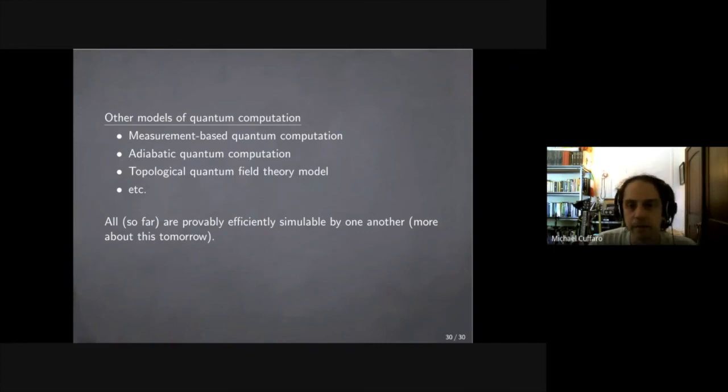Okay, and finally, we talked about the circuit model, but there are other models of quantum computation, just like there are many models of classical computers. We have a circuit model of classical computation, we have a Turing model, we have von Neumann architectures, and so on. In quantum computing, we also have many different models: measurement-based quantum computation, adiabatic quantum computation, the topological quantum field theory model of computation, and so on. Just as in the classical case, where all of the different models of computation have been proved to be efficiently simulable by one another, and again, we'll talk about that more tomorrow, it's also the case that so far, all of the different models of quantum computation that have been discovered have been proved to be equivalent to one another.